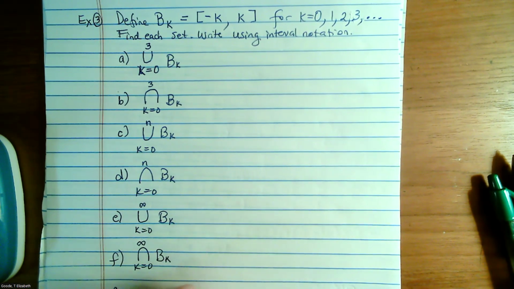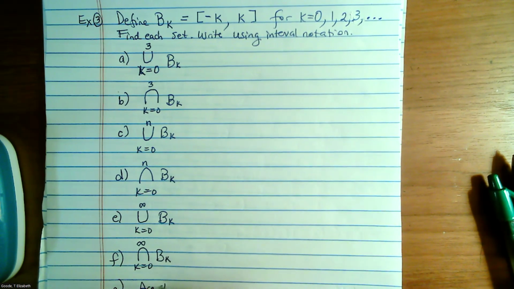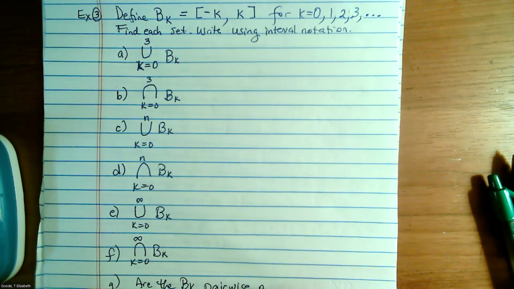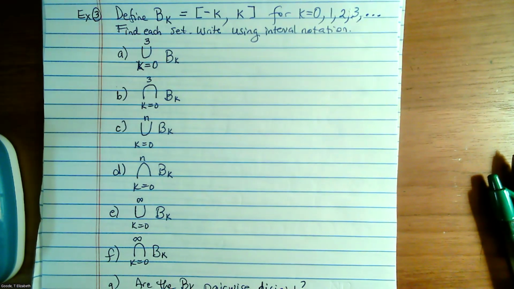The last question will be, are the B sub K pairwise disjoint? Okay, so we'll slide it up. But that's the last question. Are they pairwise disjoint? So again, it can be really helpful to draw a picture. So I've got kind of a separate page of notes. Let me show you the picture that I've drawn for the B sub K.